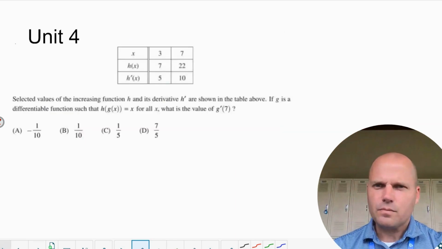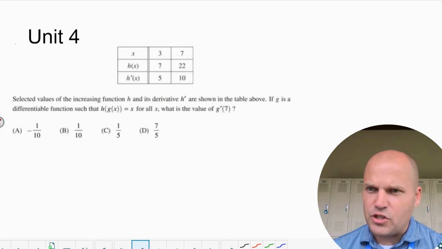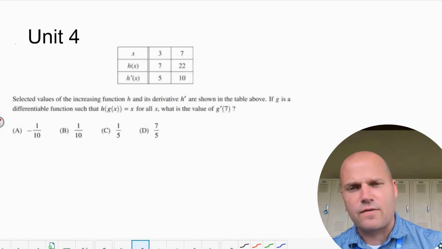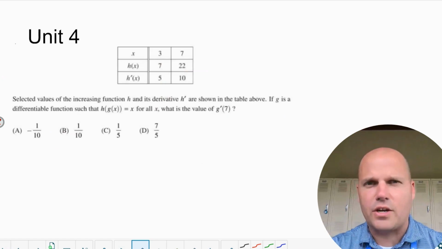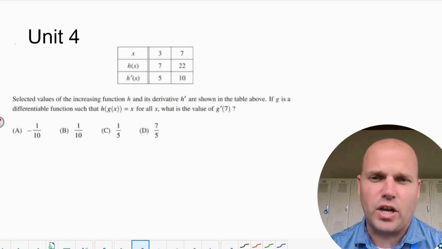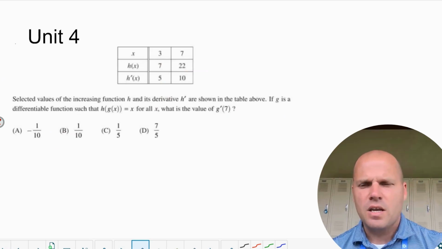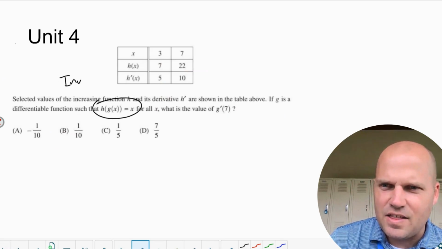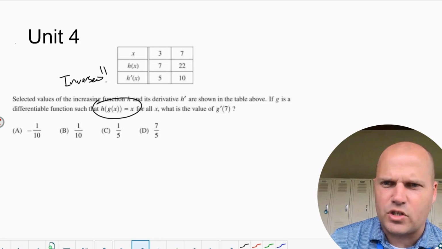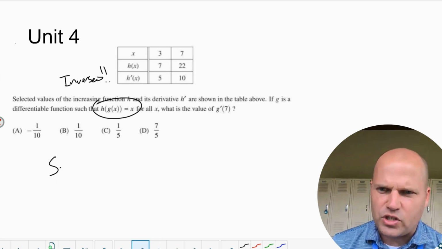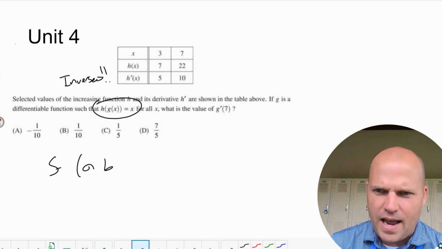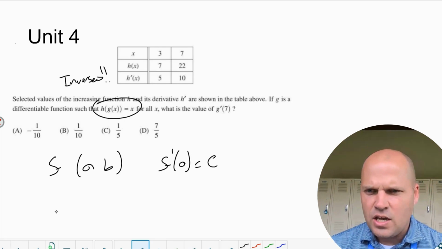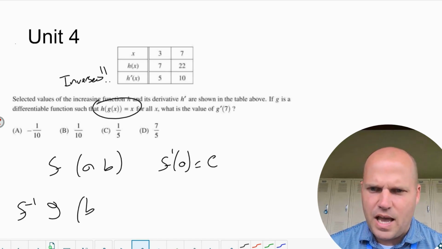Unit 4, inverse derivatives. Do you remember how to do inverse derivatives? Usually this question shows up later on the multiple choice and students are like, this is foreign to me. I have no idea what's going on. But you have to recognize that this is the indication that we're talking about inverses. If you remember inverses, f has a point a, b, and the slope, when the x coordinate is a, is c. G is the inverse of f. We'll have the point b, a.